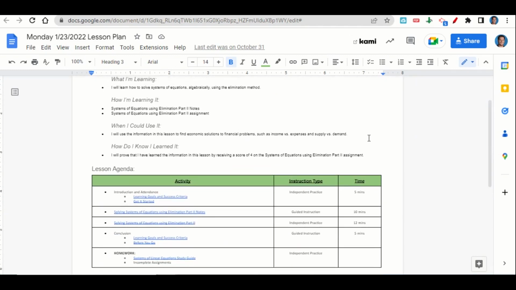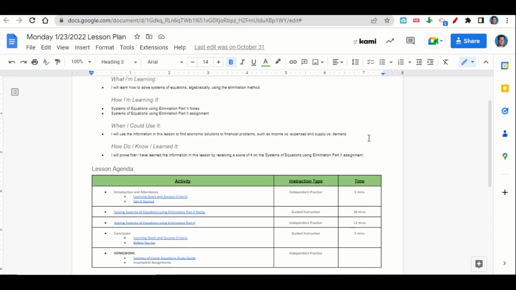Now let's take a look at our agenda for today. We will begin by going over the learning goals and success criteria. While we do that, you'll fill out your Get It Started. After that, we'll take some time to go over the Solving Systems of Equations Using Elimination Part II notes, and then I'll give you time to complete the assignment.